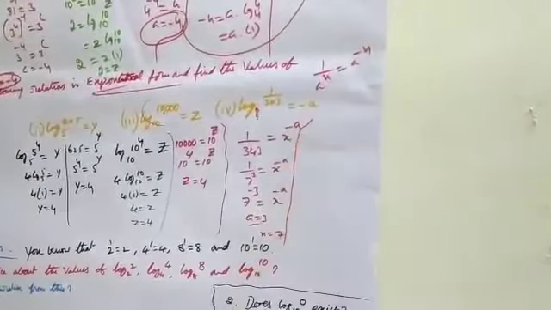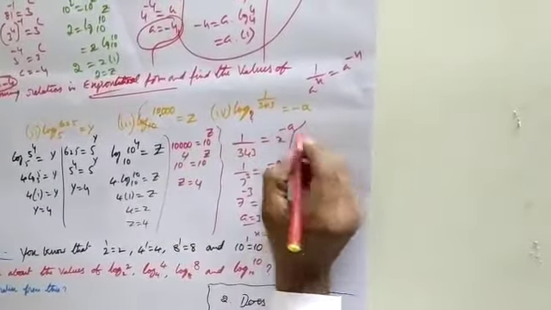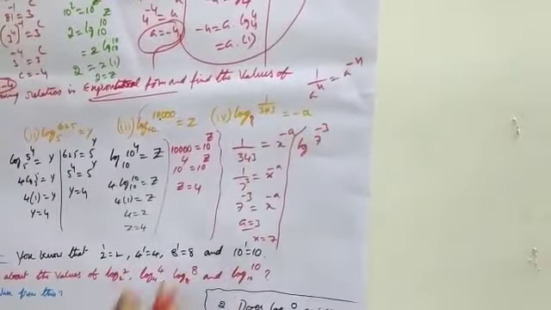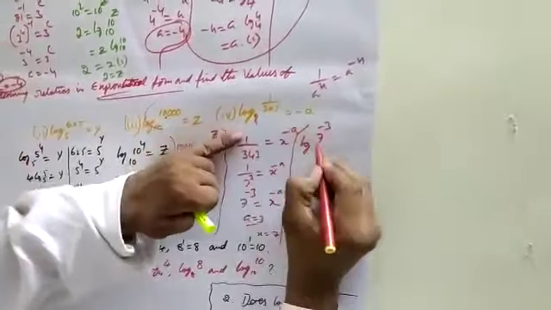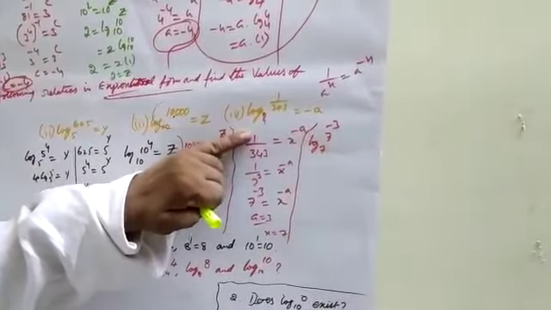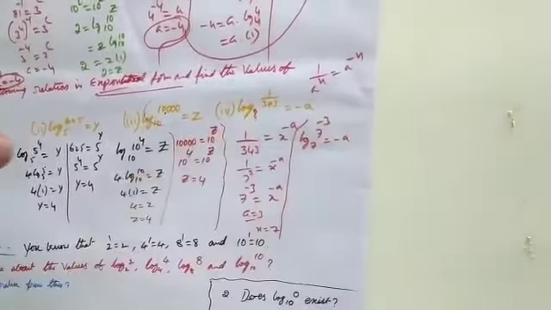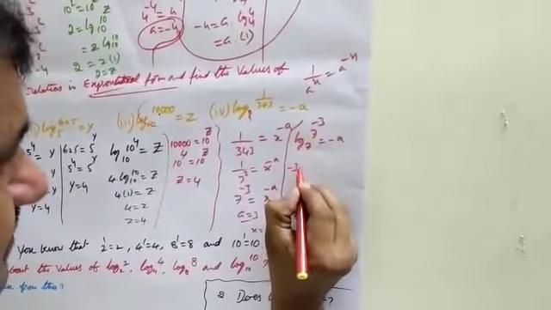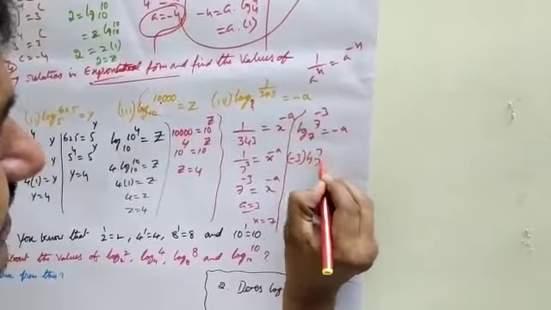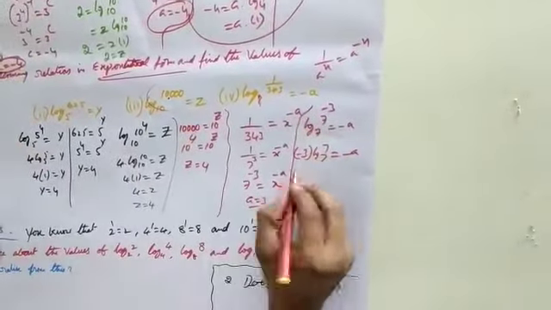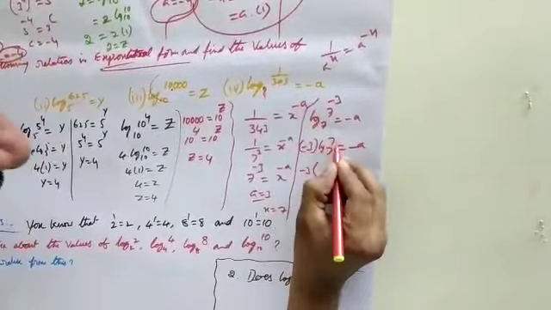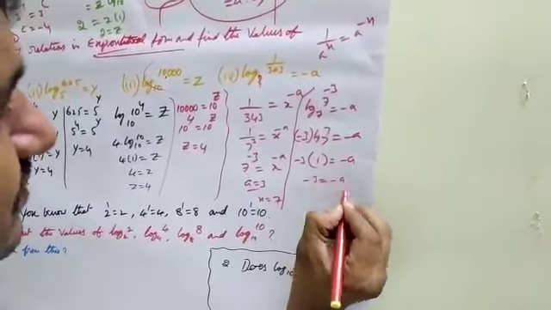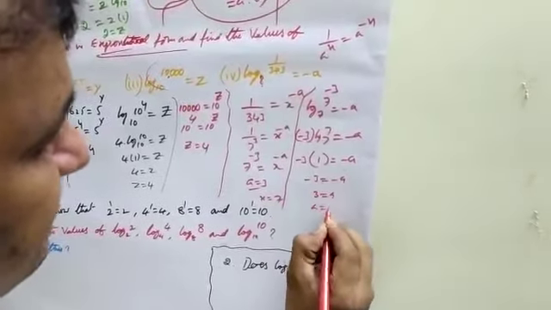One more. Go to the logarithm form. See, log 1 by 343 means 7 power minus 3. Log of 7 power minus 3 base 7 is equal to minus a. The power minus 3 comes to before log: minus 3 into log 7 base 7 is equal to minus a. Log 7 base 7 means 1, therefore minus 3 is equal to minus a. Therefore, a is equal to 3.